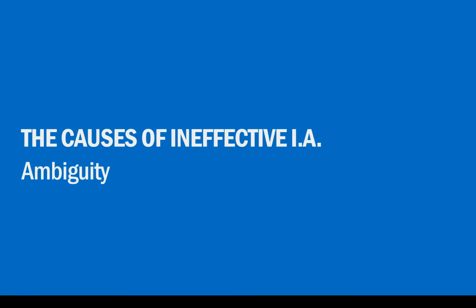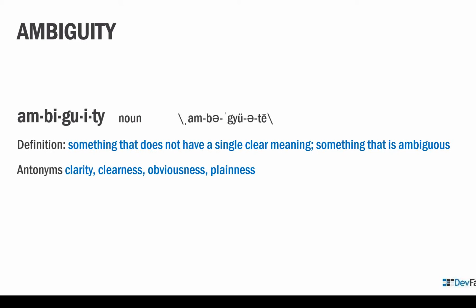So, if we look at ambiguity, ambiguity refers to something not having a clear meaning. Or, if you really want to not have a clear meaning, you could take the second definition, which is that ambiguity is something that's ambiguous, which gives you no definition at all. Also with this, I've included the antonyms because they often help clarify what really is meant by something.